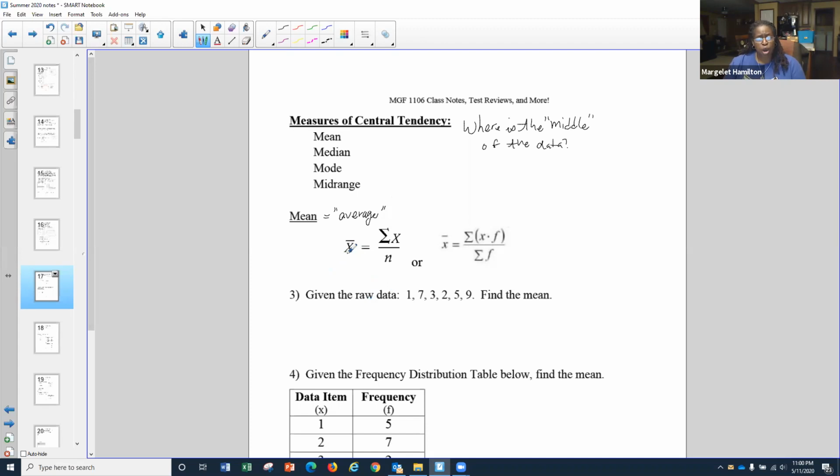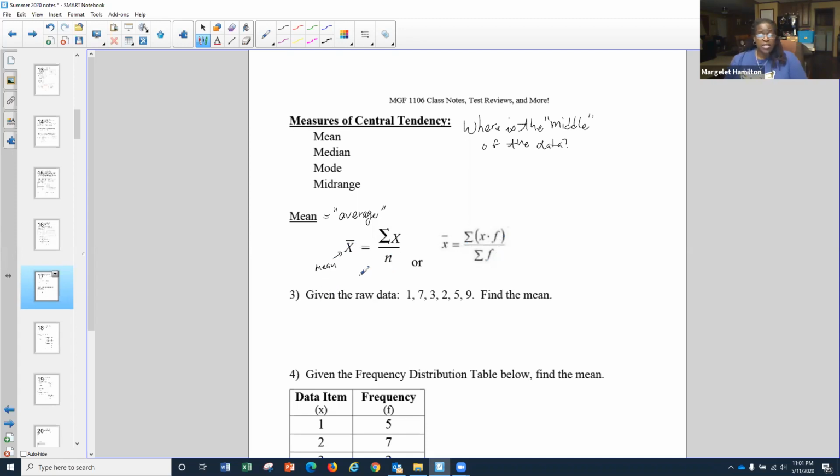So we know X bar, you probably have heard of this or seen it before. X bar represents the mean. That's an X with a bar on top. We're going to look at two formulas. It depends on what we're looking at as to which one we're going to use. This is our standard formula. Let's talk about that one first for our mean.